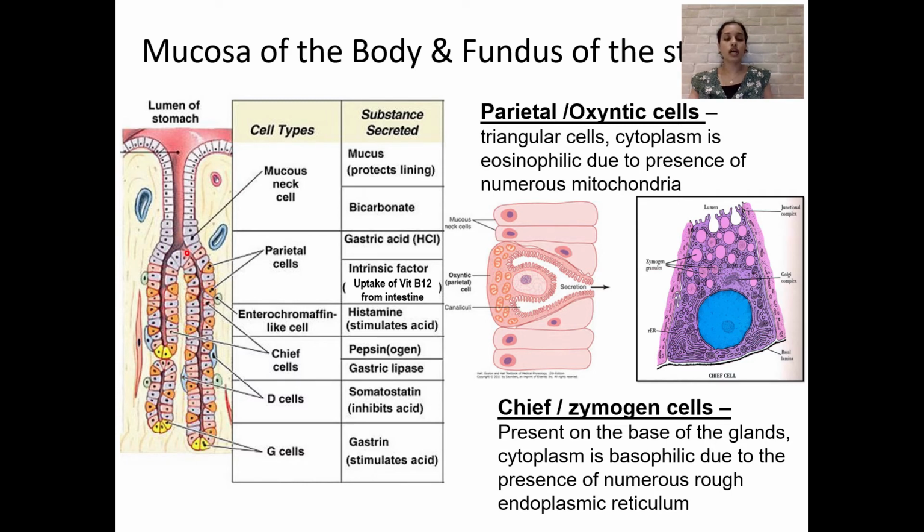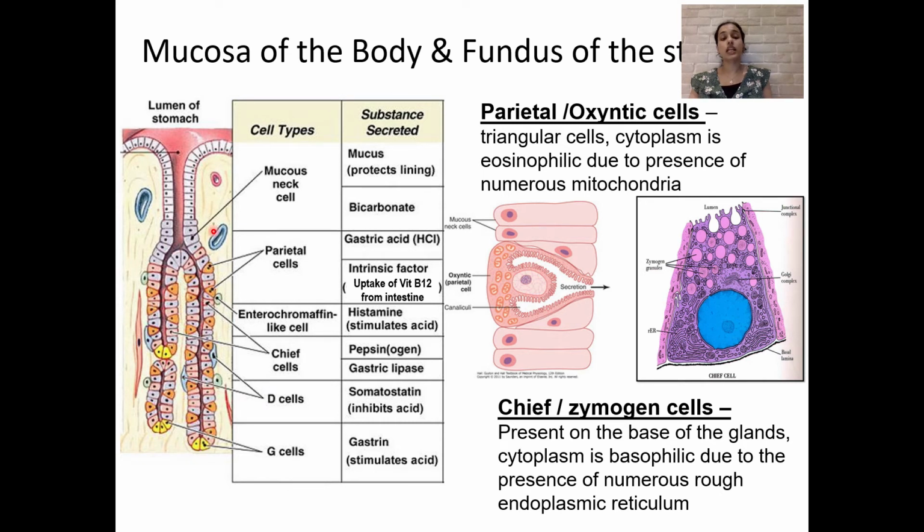As we go down, the next region of the gastric gland is called the neck region. This neck region mainly has mucus neck cells. These are again mucus secreting cells, but they are a little bit different from the mucus cells of the surface epithelium and the isthmus area.